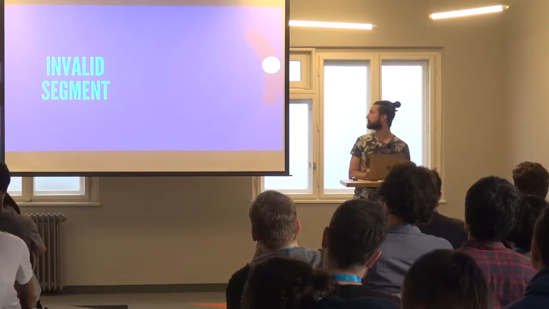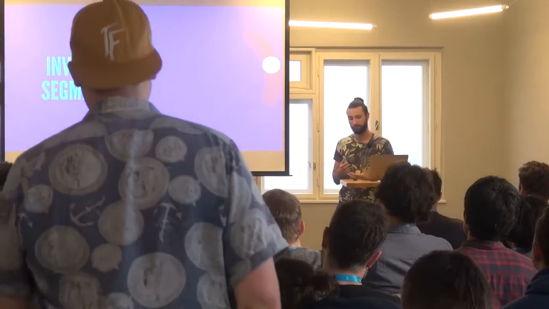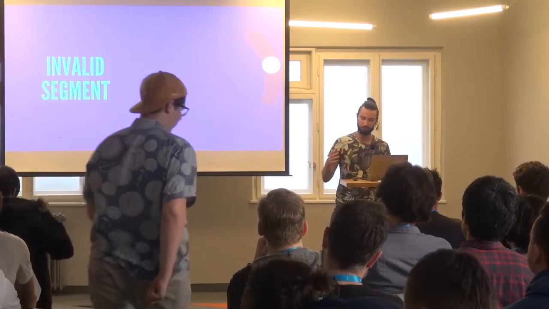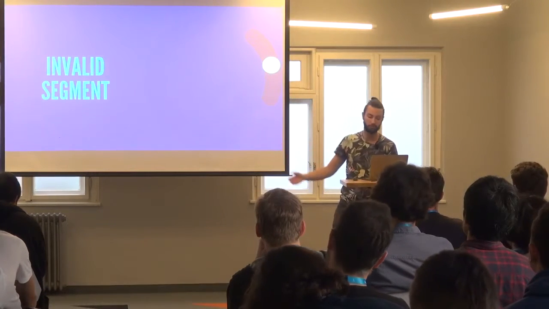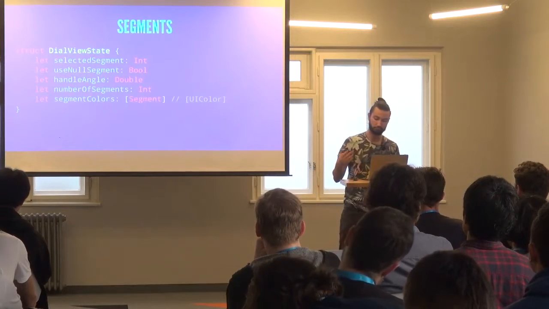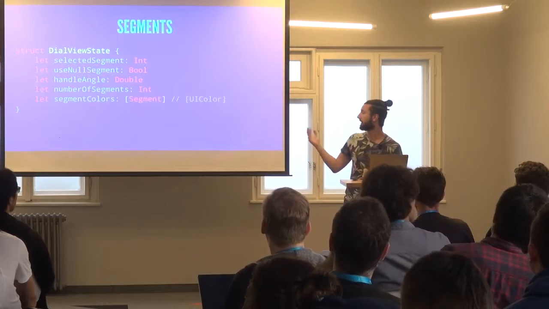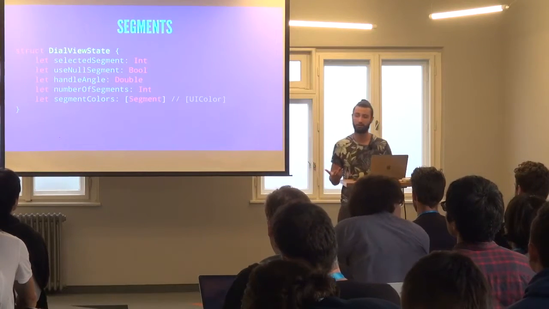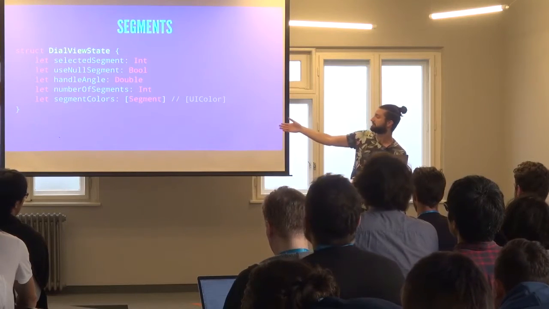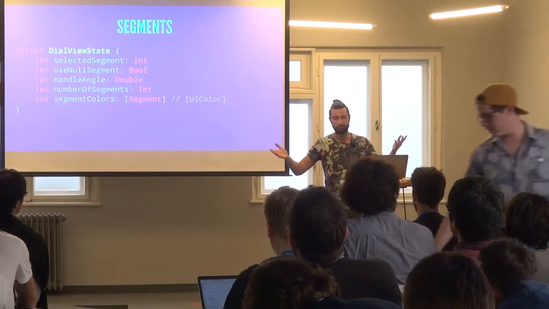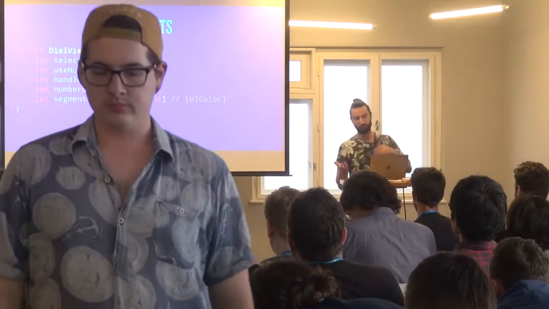So what does this mean for the control? What does the control need to know? Well, it has no idea of the state of the restaurant necessarily, but to draw it, we need to know what color we're drawing the segment. So we need segment colors, and we can wrap this in a data structure of segment, but at the moment we're just giving it a color to display. And obviously the indices of these segment colors should match up to the segment number.